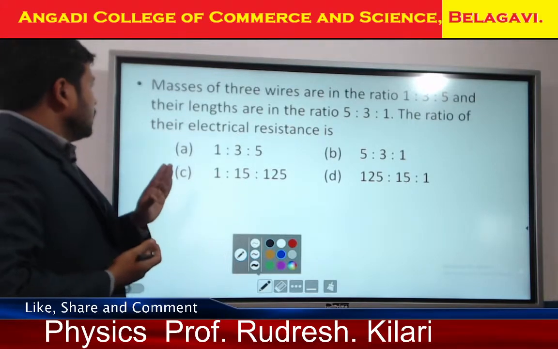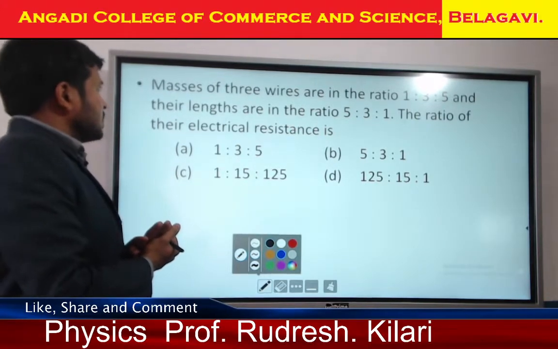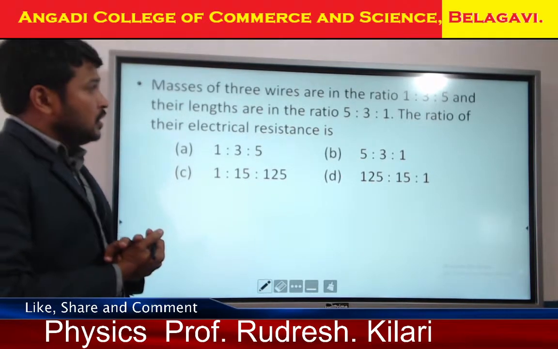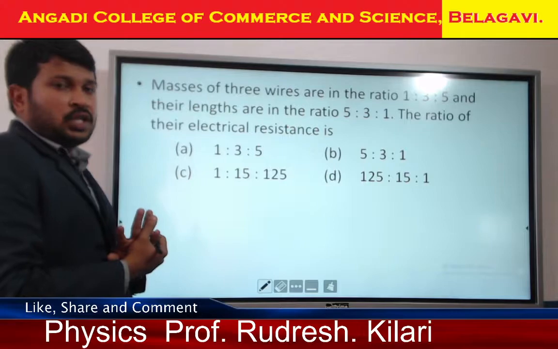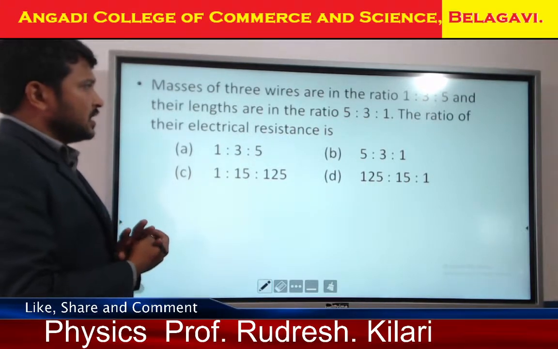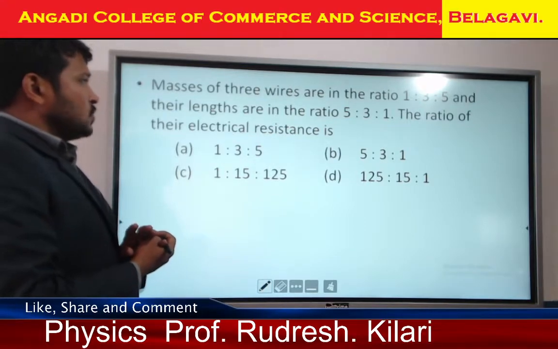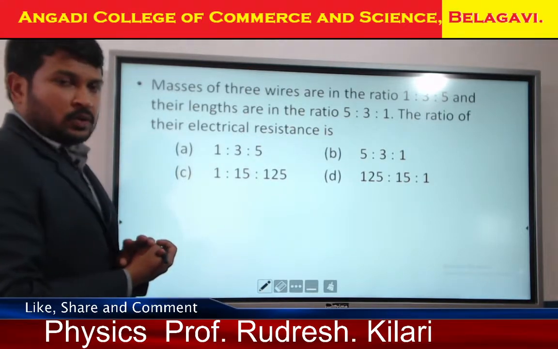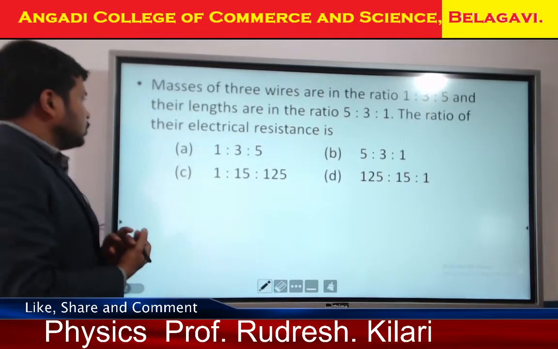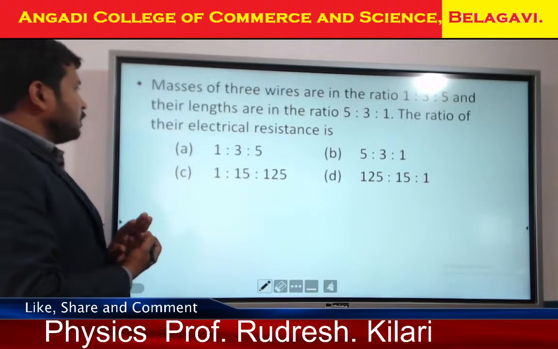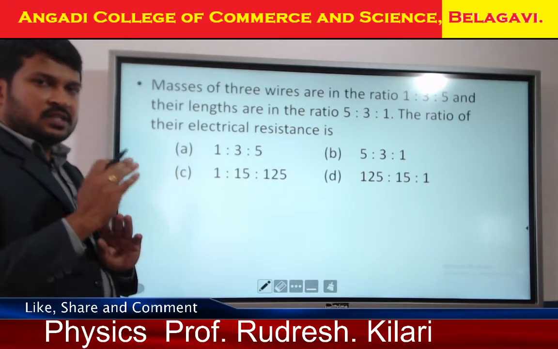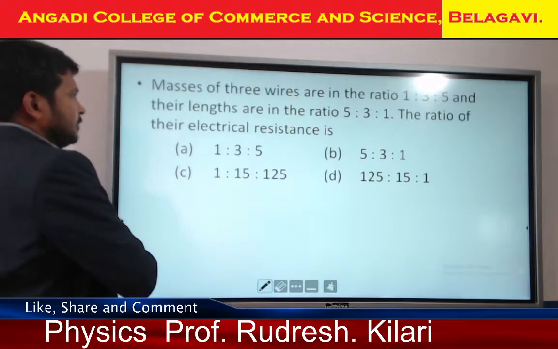Now here, the masses of three wires are in the ratio 1 is to 3 is to 5, and their lengths are in the ratio 5 is to 3 is to 1. Then what is the ratio of their electrical resistance? Okay, students, this one I'll simplify.